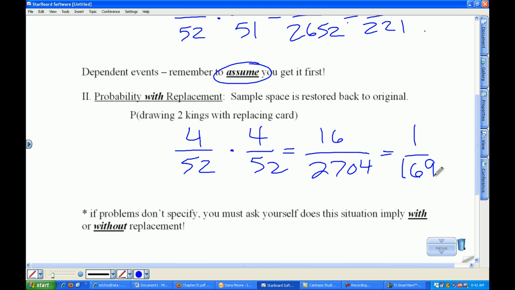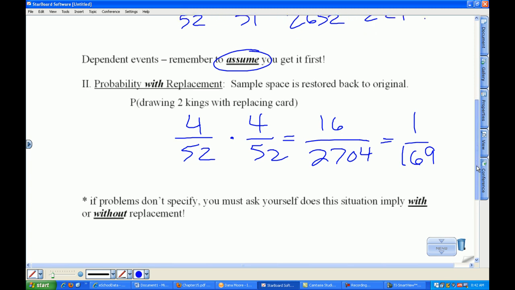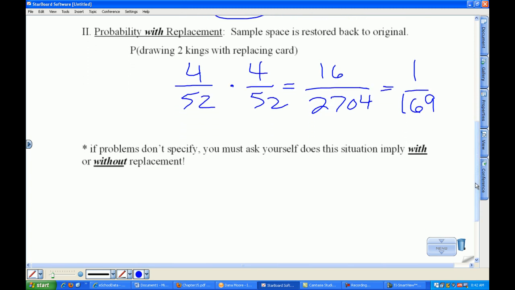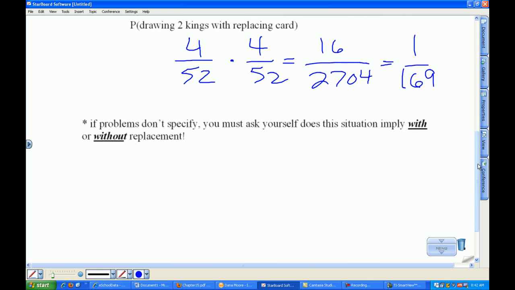If problems don't specify, you must ask yourself, does this situation imply with or without replacement? For example, if I tell you that you have a pizza, you eat a slice of the pizza, and then you go back and have a second slice, it's kind of obvious you're not replacing the slices because they're in your belly. But the directions won't tell you that it's without replacement. So sometimes you've got to figure it out.